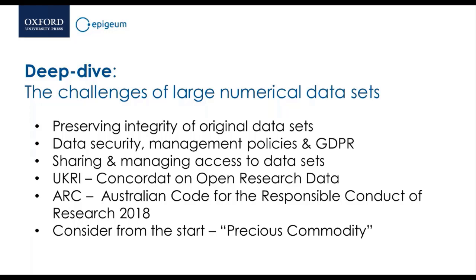So UKRI, UK Research and Innovation, they support the Concordat on Open Research Data, which effectively talks about making data openly available for use by others in a way that's consistent with legal and ethical requirements, but also when thinking about the cost and the viability of making it accessible. There are equivalent codes of practice in Australia. The Australian Code for the Responsible Conduct of Research talks about that.